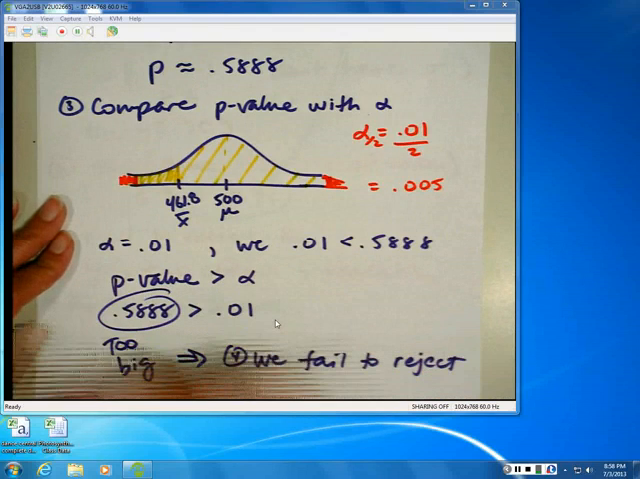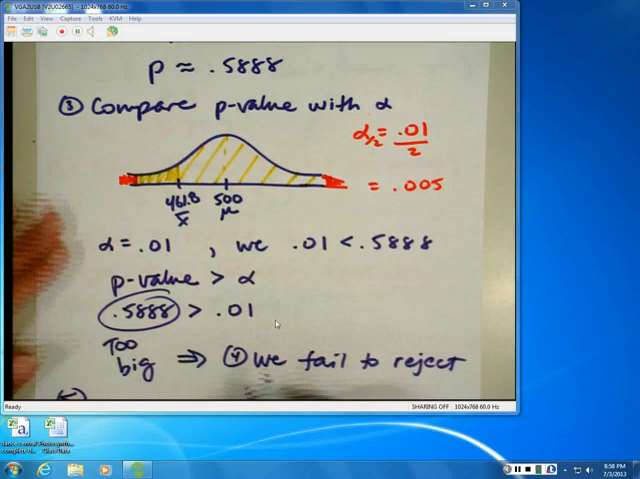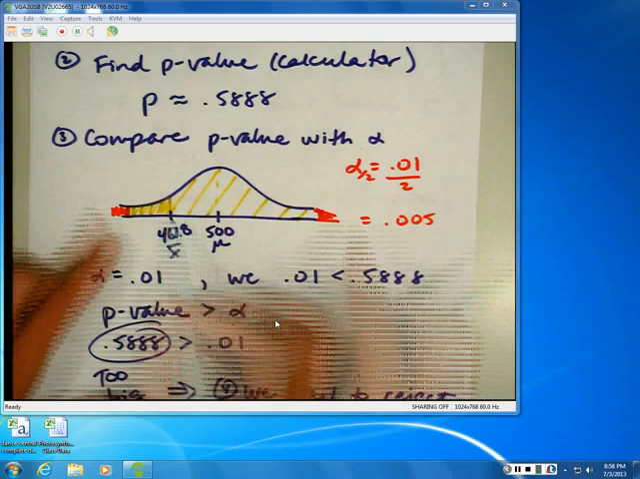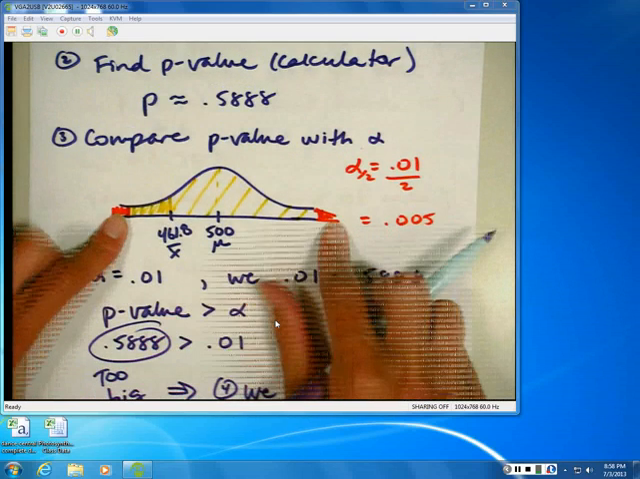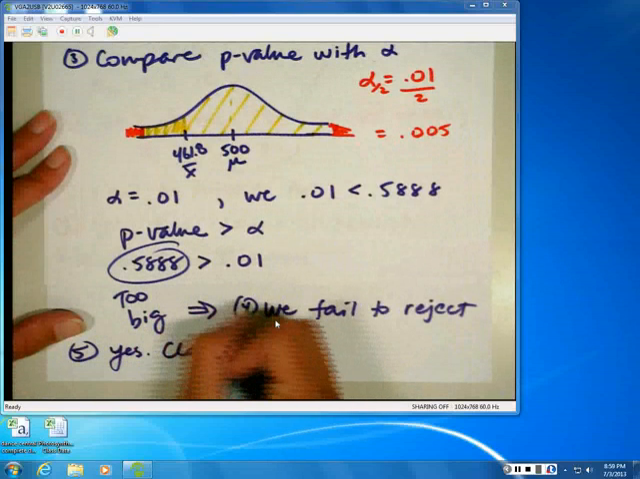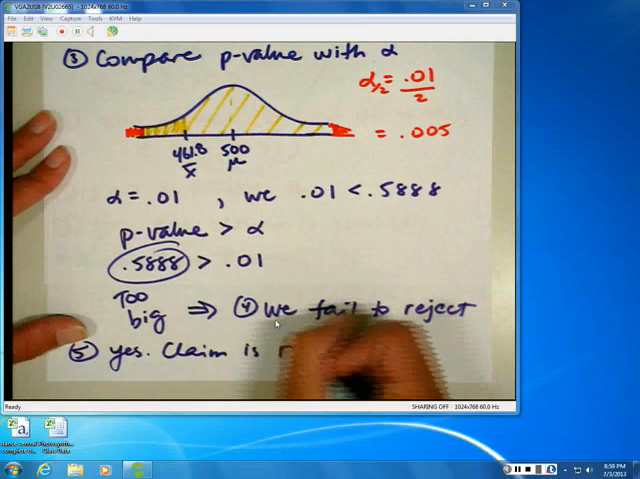And then step number 5, my conclusion: is the claim realistic? Yeah, we failed to reject. We'd have to reject for a significant difference. We did not find it. So yes, the claim is realistic.